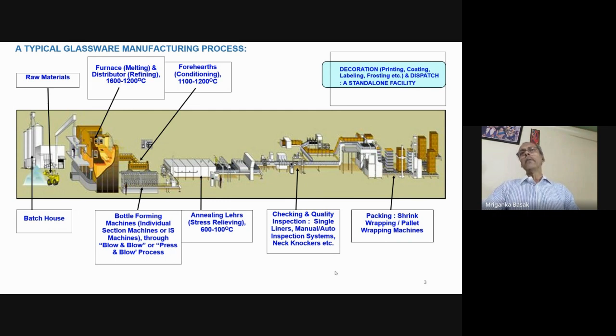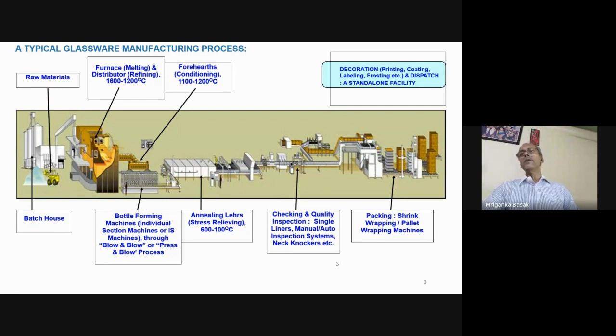Let me tell you another important thing. When a furnace is designed, it is designed for, say, more than one forming machine, right? A furnace can have two forming machines, can have three forming machines, even more than that. Now, according to the number of forming machines, the number of forehearths is determined. Normally, one forming machine requires one forehearth.